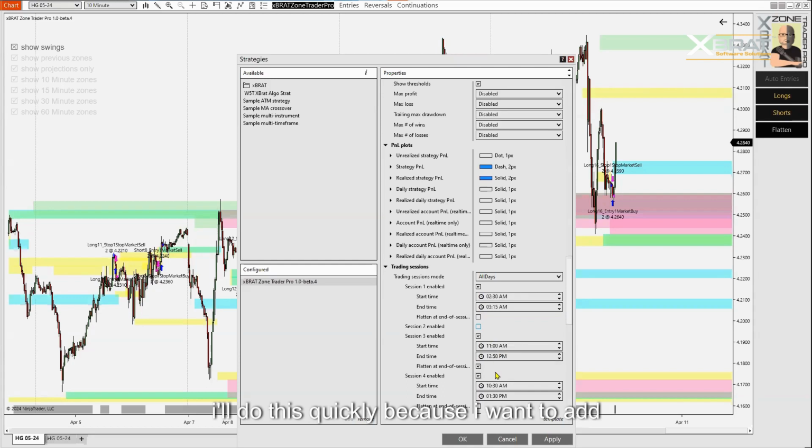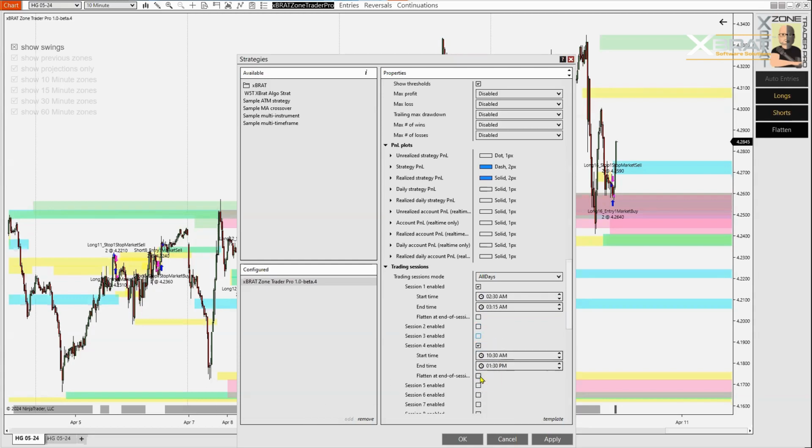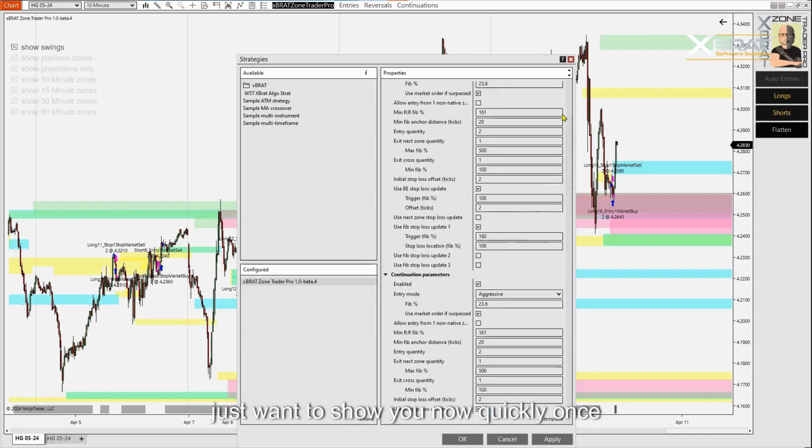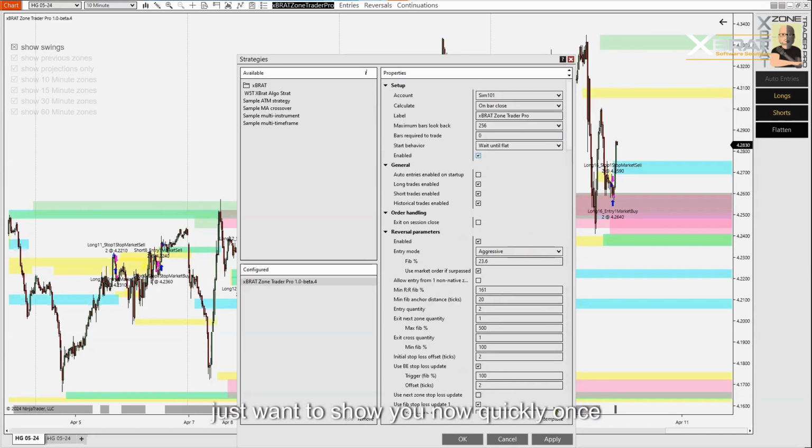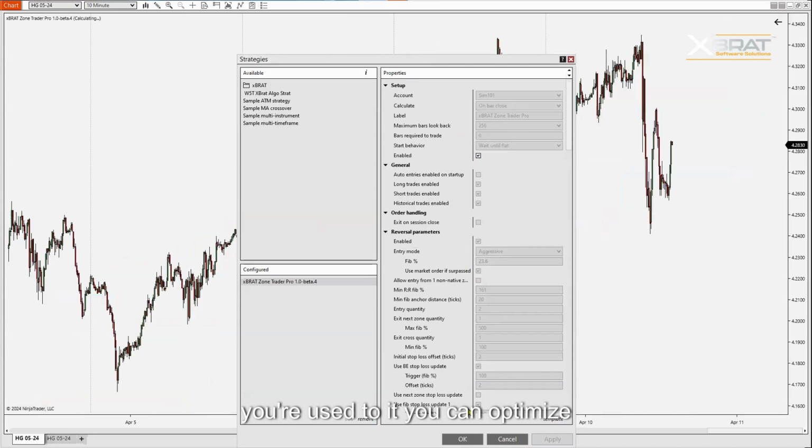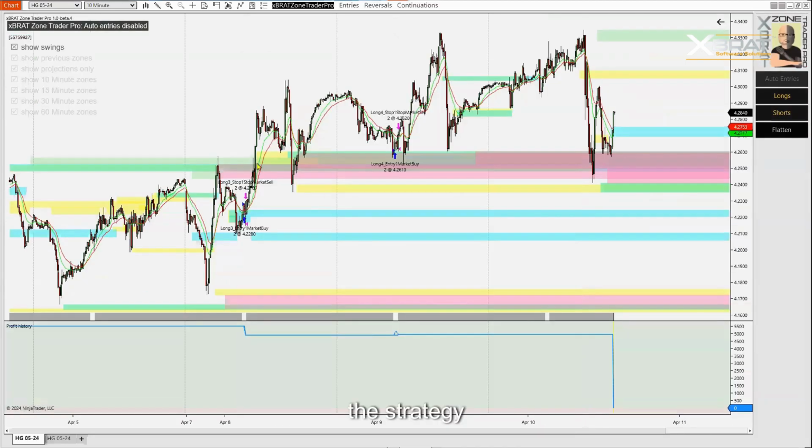I'll do this quickly because I'm running out of time. So I just want to, I will do it properly in the morning. Just want to show you how quickly, once you're used to it, you can optimize the strategy.